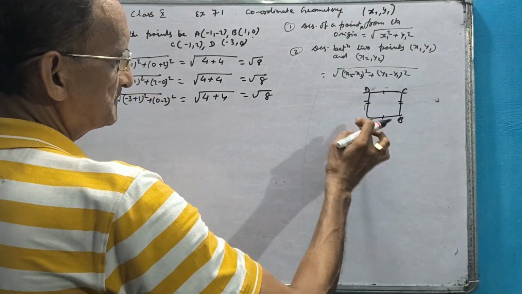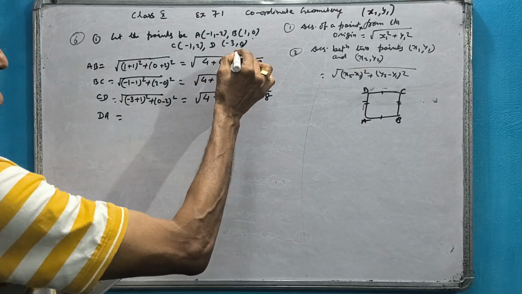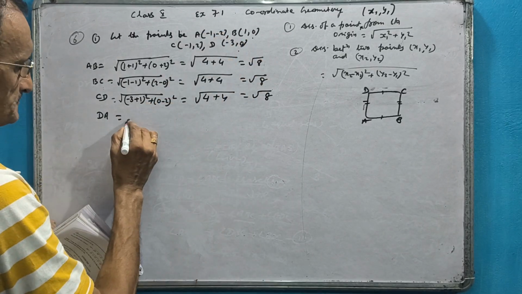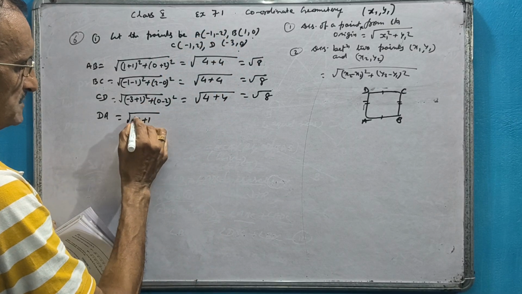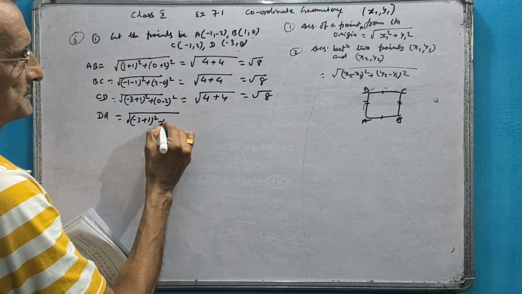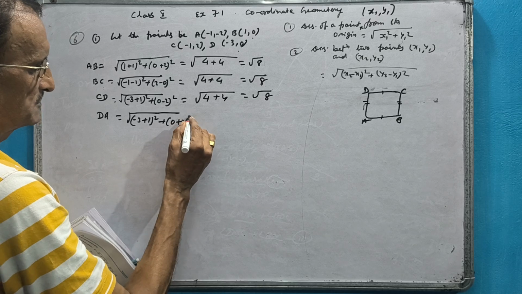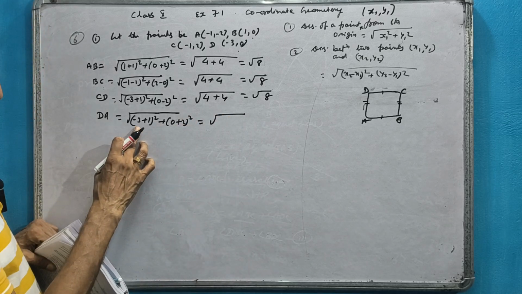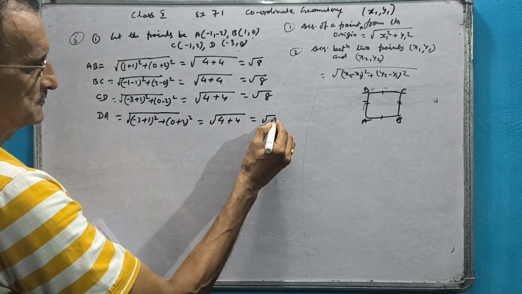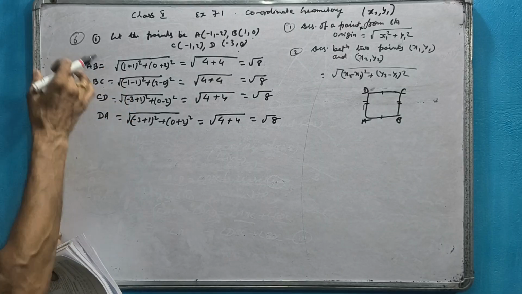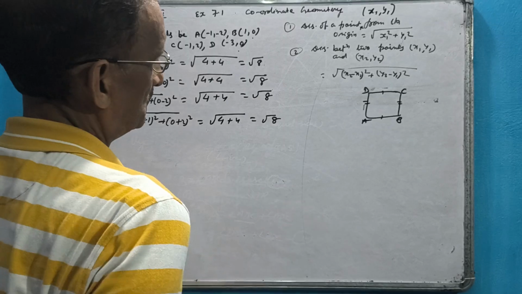AB, BC, CD, then find DA. DA or AD is the same thing. Okay, DA: you will see this and this. x2 minus x1: (-3 minus (-1)) whole square plus (0 minus (-2)) whole square. Minus 3 plus 1 is minus 2, whole square is 4, again 4, equal to root 8. Now we have got all four sides equal, but till now we are not able to decide whether it is a square or a rhombus.